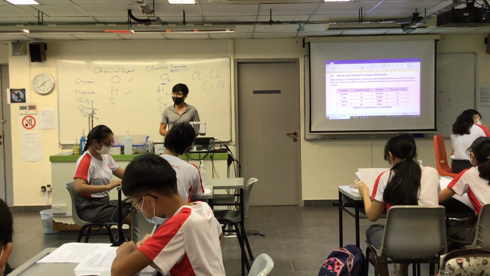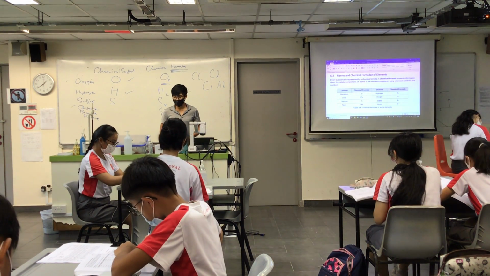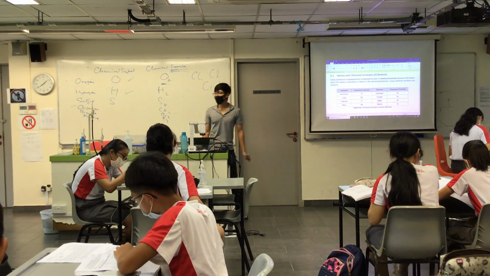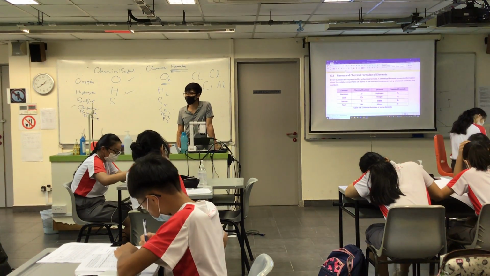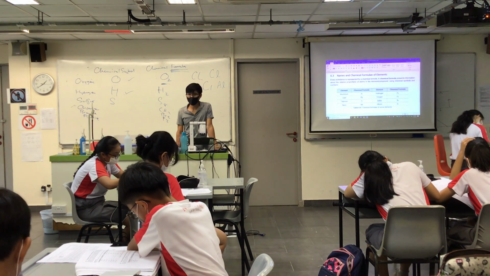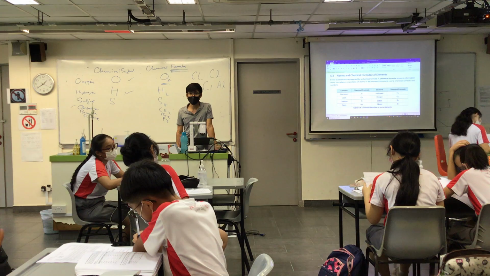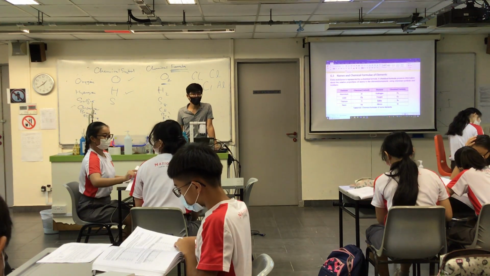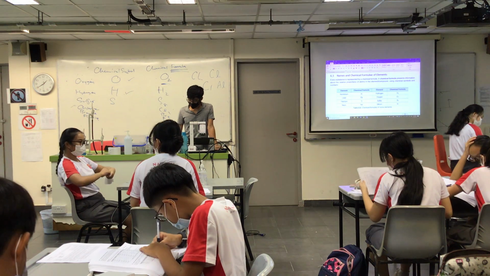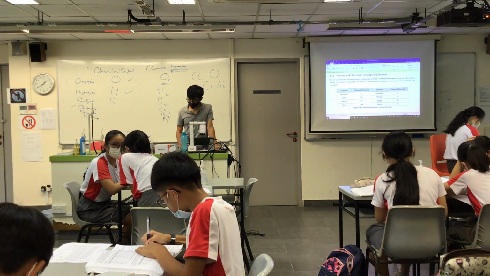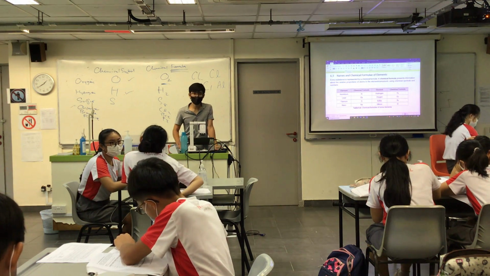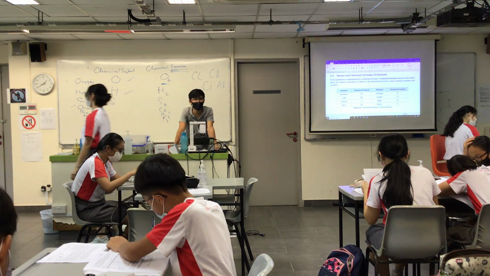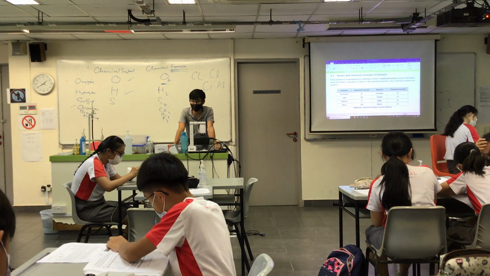How do you tell what's the charge? You go and look at the periodic table, find out which group it's in, then you know how many valence electrons are present. They need to remove or gain. Once done, talk to your friends, show them your answers, discuss, double check.